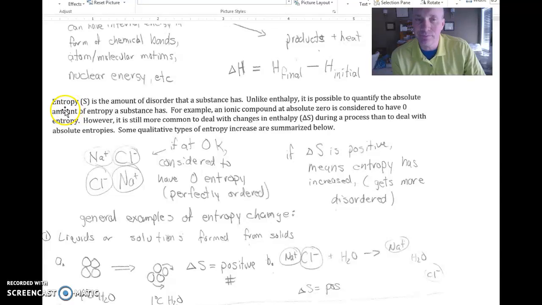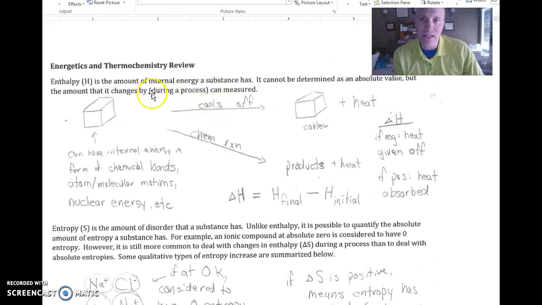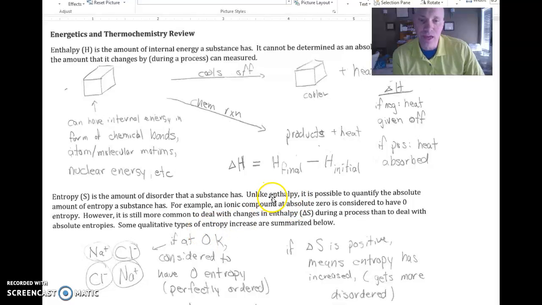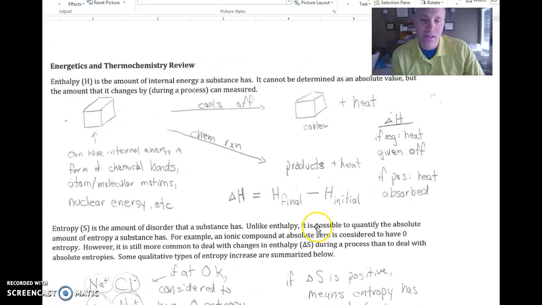Entropy is a little bit of a hard term to describe, but essentially it measures the amount of disorder that a substance has. And the reason that entropy is important is just like enthalpy, entropy is one of the factors that will eventually determine whether a reaction goes or not. One thing that's different about entropy versus enthalpy is that it is actually possible to quantify an absolute amount of entropy that a substance has.